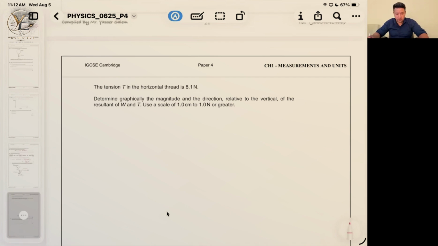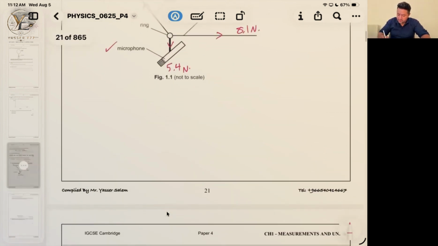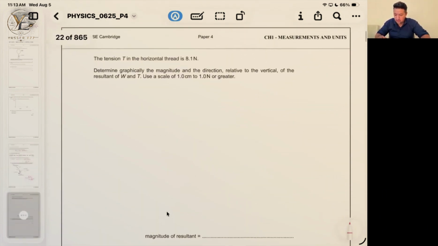I'm going to bring my ruler and I want you to do the same, and a blank sheet of paper, and start to draw with me. The sketch will be like this. Here is the horizontal force, which is 8.1 newtons, the first tension, and the second, which is the weight, 5.4. So the resultant will be like this. And he's asking for the angle with the vertical, so he's asking about this angle. Of course, we are going to use Pythagoras theorem.